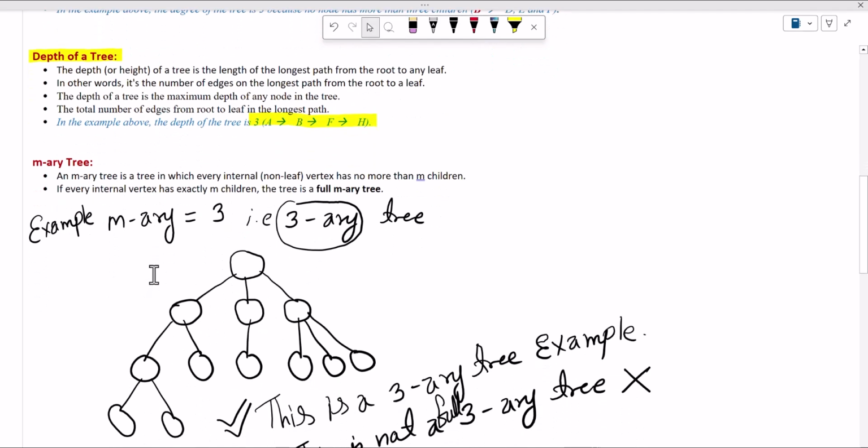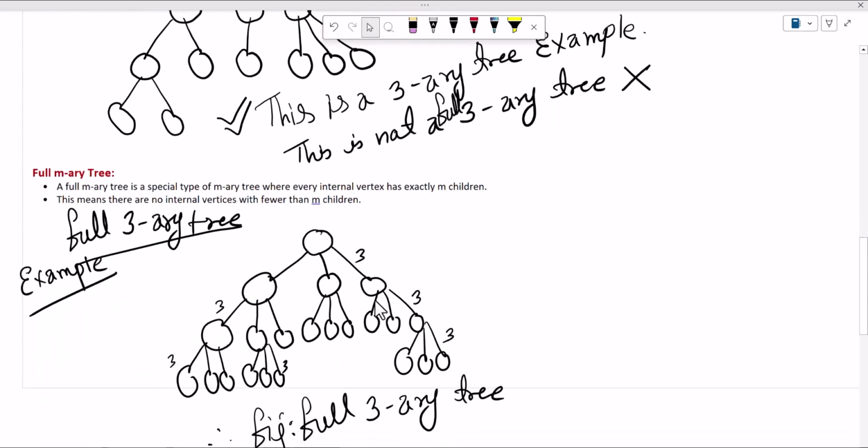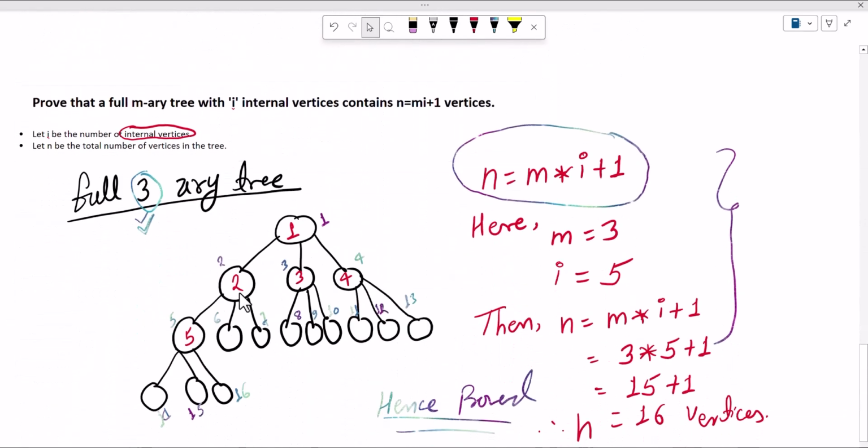So in the exam, it is mandatory to draw the m-ary tree and the full m-ary tree. Along with that, to prove it, take a simple full 3-ary tree and, using n equals m into I plus 1, you can prove it.